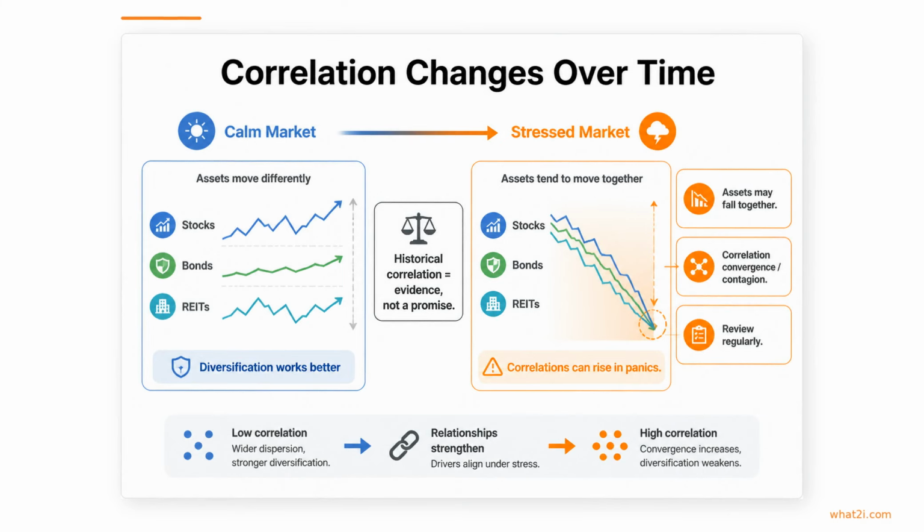Historical correlation is evidence, not a promise. Relationships between assets can strengthen, weaken, or even reverse as the economic environment changes. During calm periods, diversification may look reliable because asset behavior is more differentiated. During panics, fear can cause many holdings to fall together, a pattern often called correlation convergence or contagion.